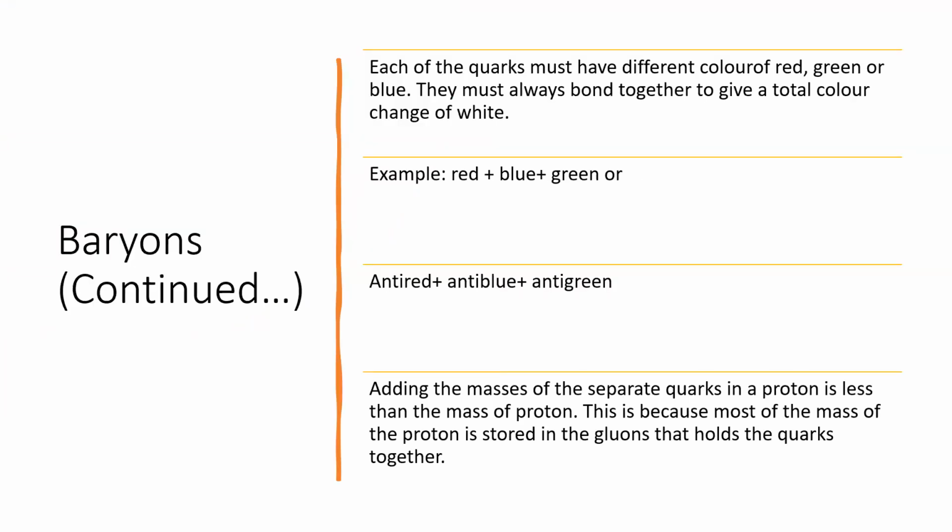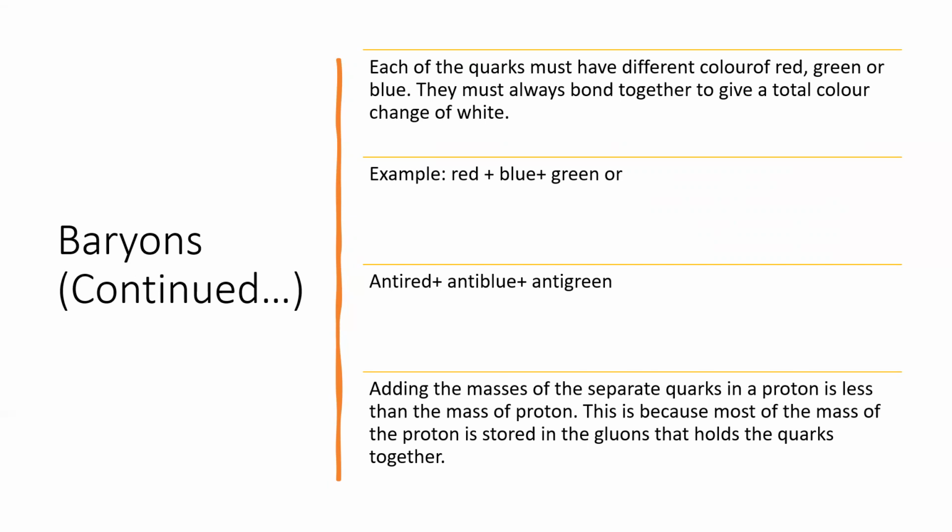Each of the quarks must have a different color of red, green, or blue, and they must always bond together in a combination to give a total color of white. For example, red, blue, green. If we are talking about antiquarks or antimatter, then it will be anti-red plus anti-blue plus anti-green. Adding the masses of the separate quarks in a proton gives less than the mass of the proton.